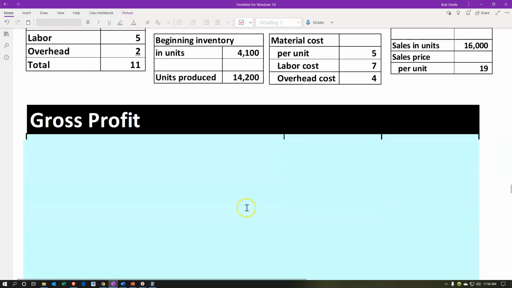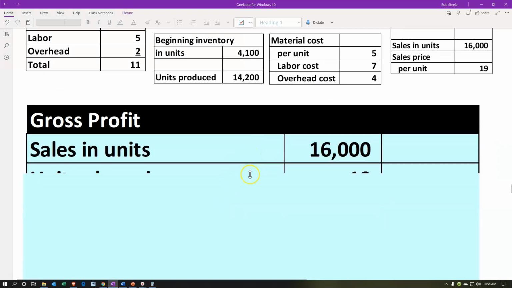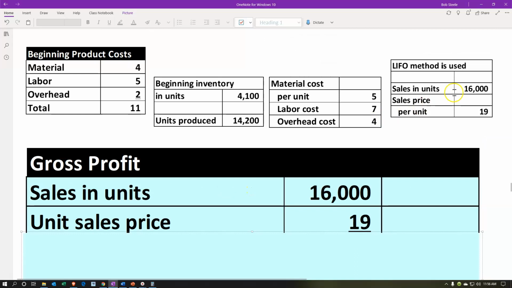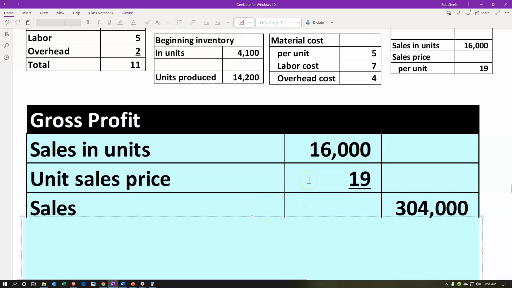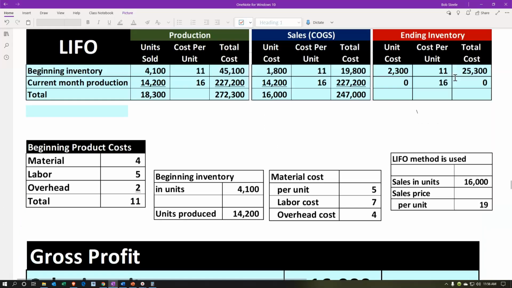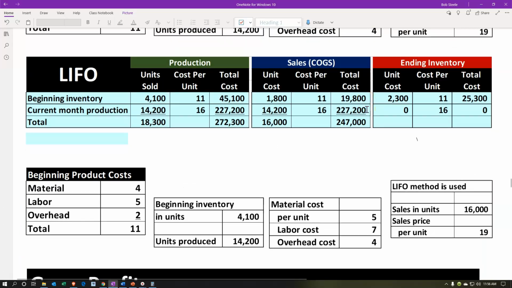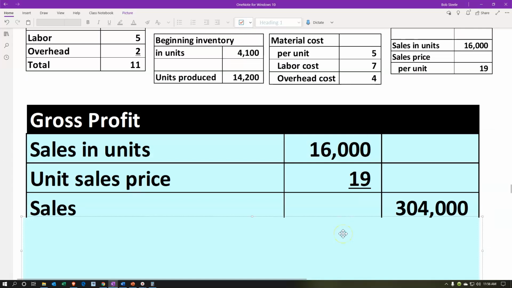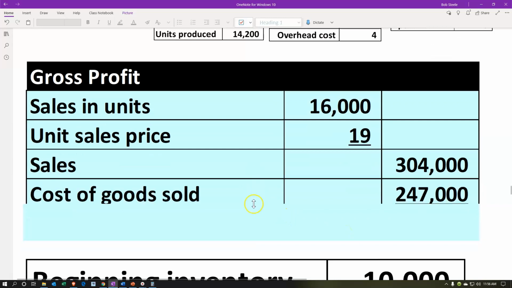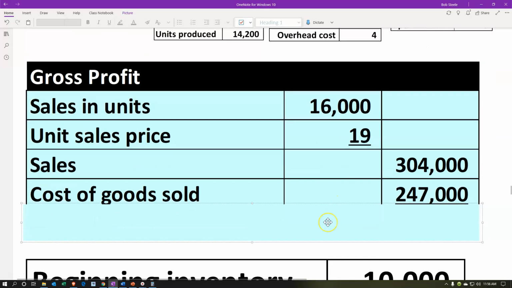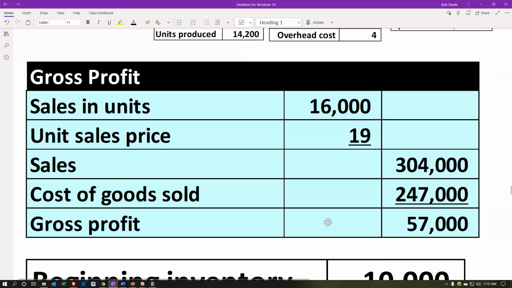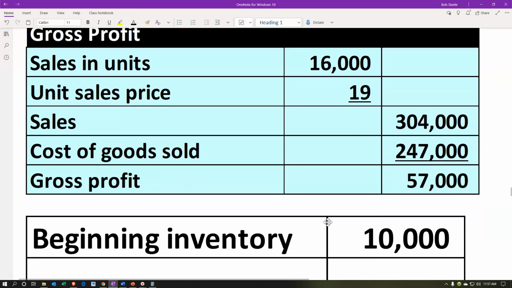All right, let's go on down to the gross profit then. Gross profit calculation. We sold the 16,000 units now at $19. So 16,000. Now that's the sales price. This sales price has nothing to do with all the stuff we did up here. Now we're picking up the sales price at the sales component. 16,000 times that $19 gives us the 304,000. And then the cost of goods sold we found up here at the 247,000. Therefore, our gross profit is 304,000 minus 247,000, giving the 57,000.